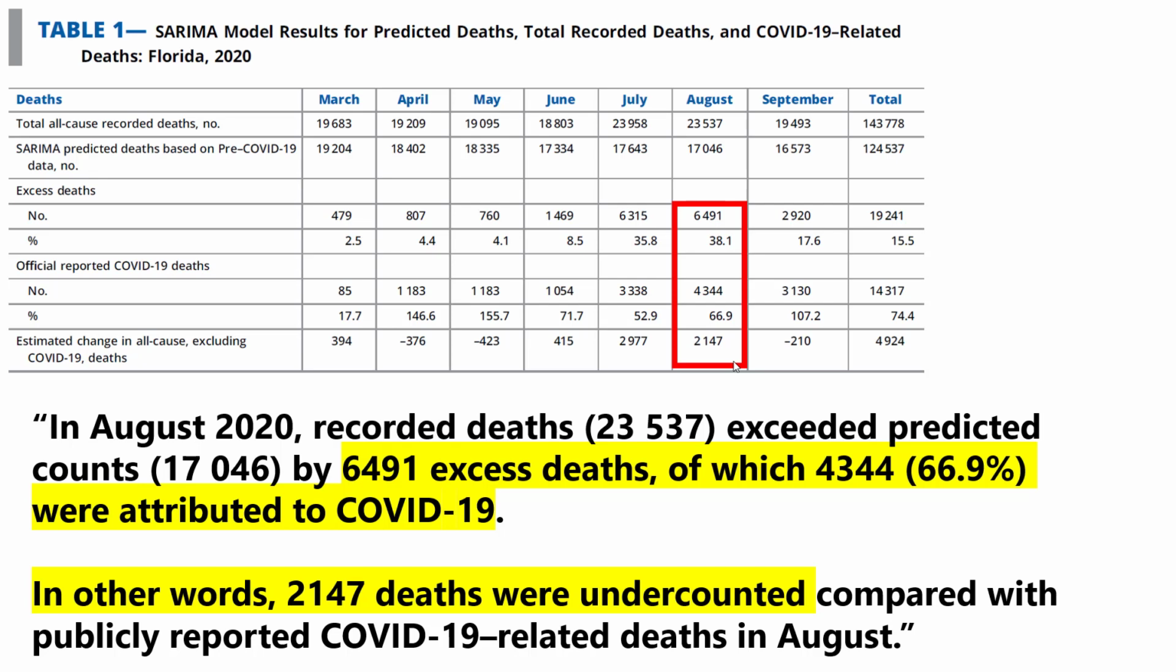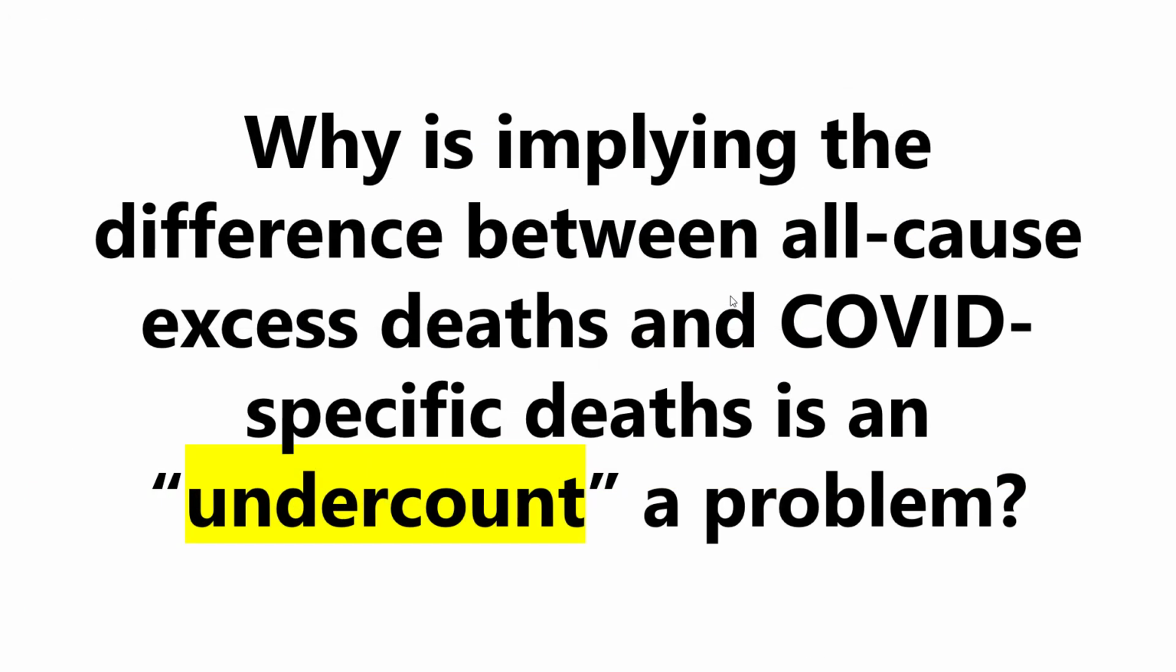So again, this interpretation that the difference between these two numbers, the 6,491 and the 4,344, is somehow underreported COVID-19 deaths. So again, why is implying that the difference between these two numbers, all-cause excess deaths and COVID-specific deaths, being an undercount, why is that a problem?